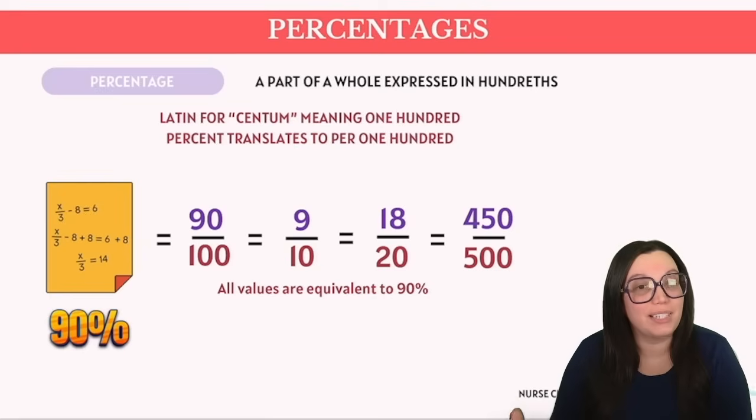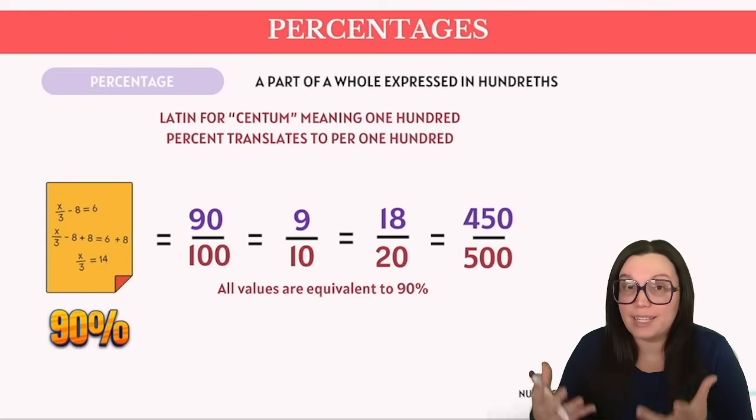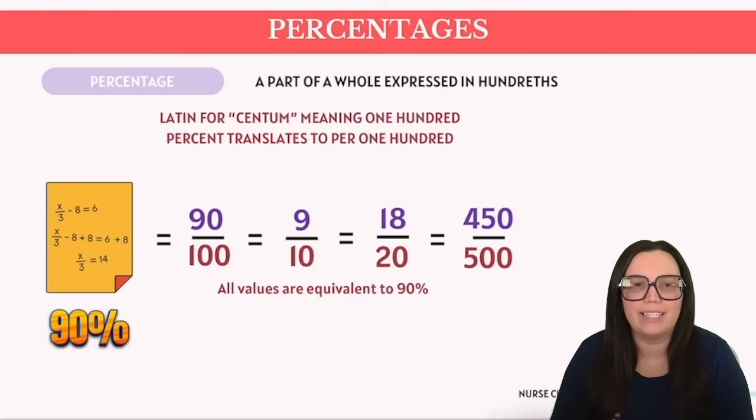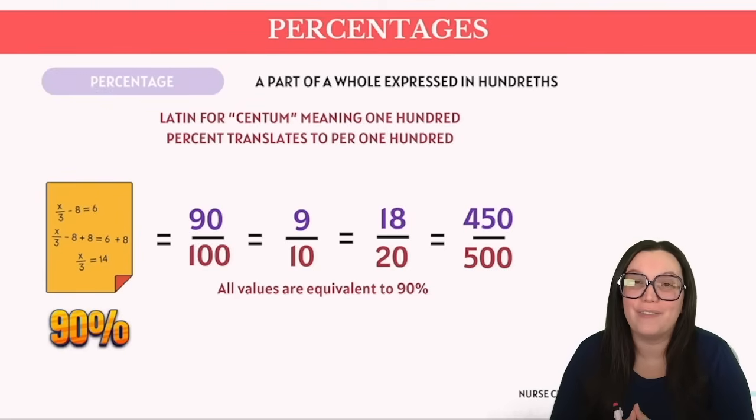The term percent derives from the Latin word centum, meaning 100. So essentially, percent translates to per 100 or out of 100. It serves as a method to express quantities by scaling a total of 100 and then describing a specific value as a portion of that 100.